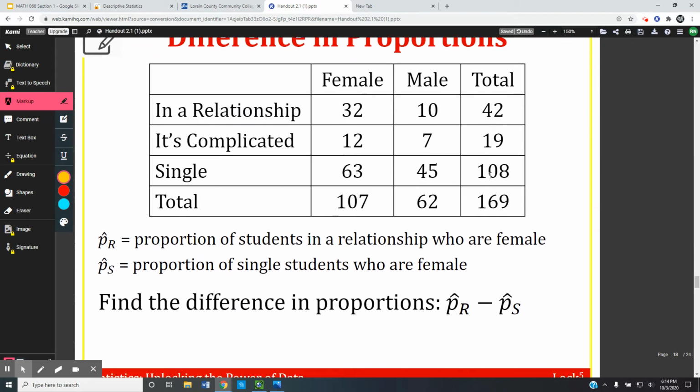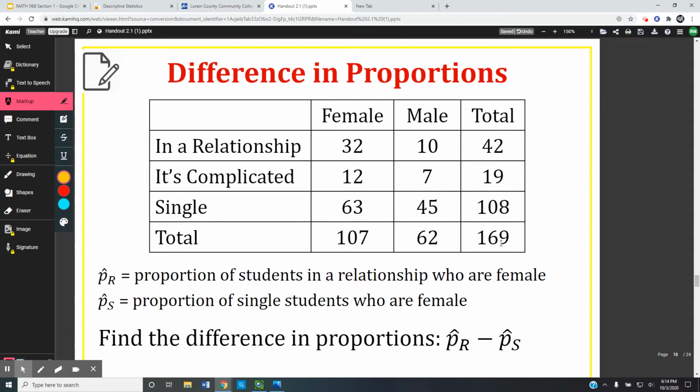Difference in proportions. The question says we should find, well, first of all, we have all of those same particular values right there. And it says we should find the difference in proportions for p-hat of R minus p-hat of S. P-hat of R stands for the proportion of students in a relationship who are female. Okay, so let's go find some stuff that we need to have first of all.